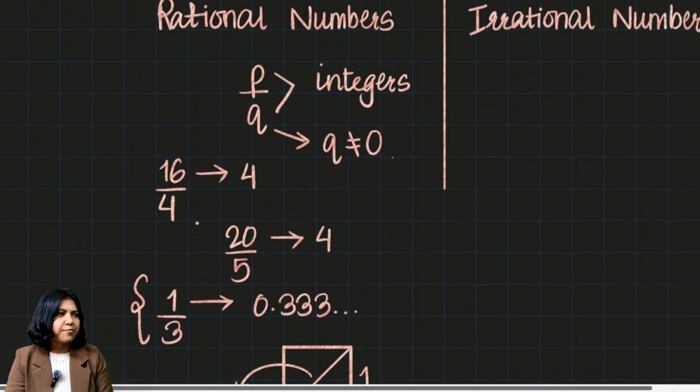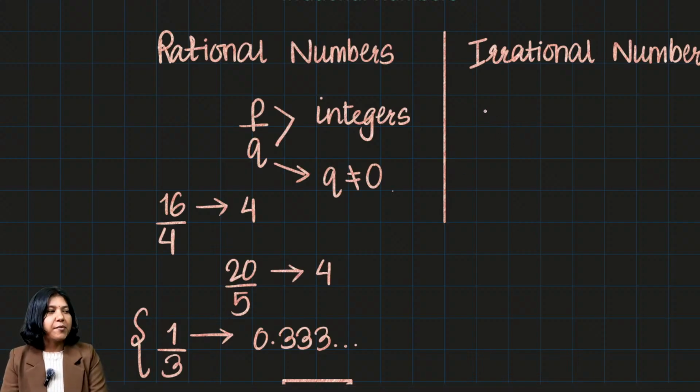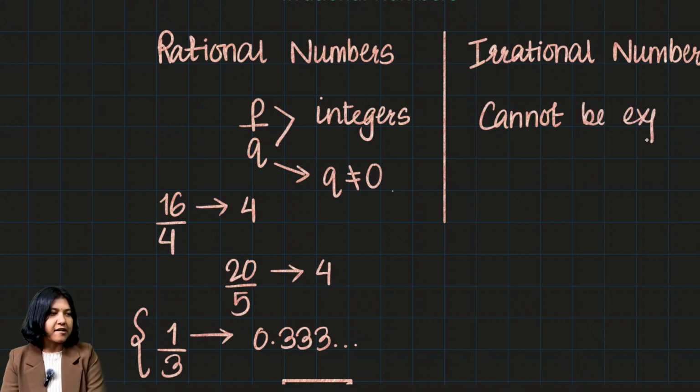So what is the simplest definition you can give for irrational numbers? It would be any number which cannot be represented as a fraction where both numerator and denominator are integers. That is, it cannot be expressed as p by q, where p and q are integers.